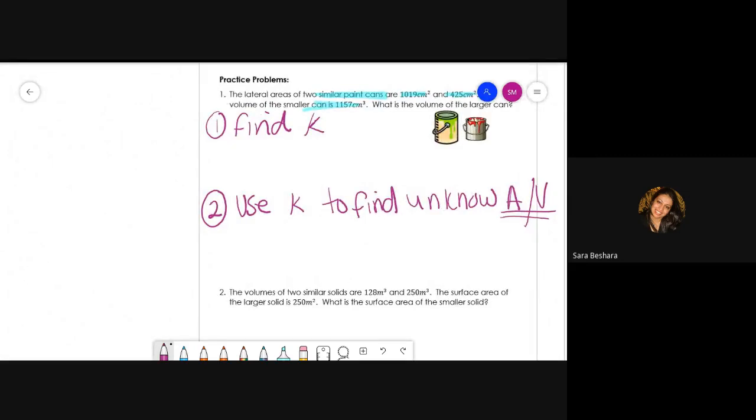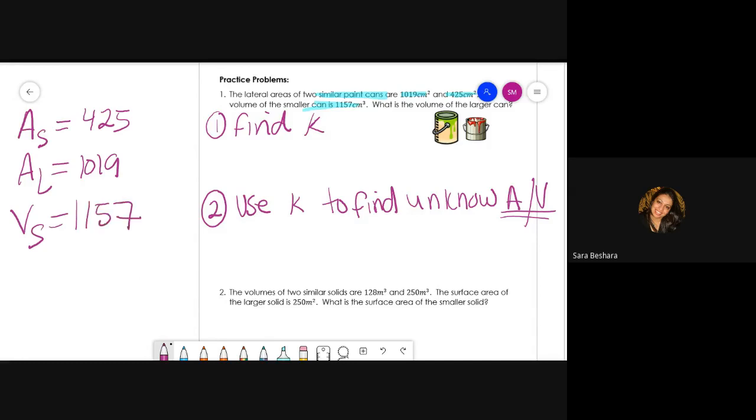So it says 1019 and 425. Can you guess which one is the smaller? So we have a smaller area for a can because we have a small one and a large one. So we can write down that the area of the small can is equal to 425. The area of the large can is equal to 1019. And the volume of the smaller can is 1157. It's good to lay out the information. We need to find the volume of the larger can. That's our unknown. This will be eventually our x.